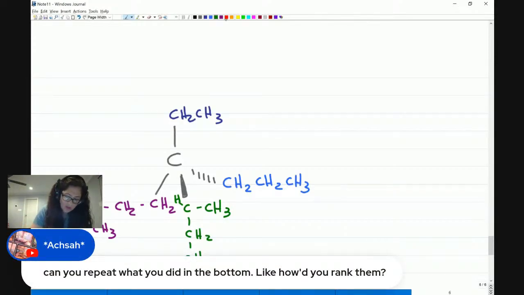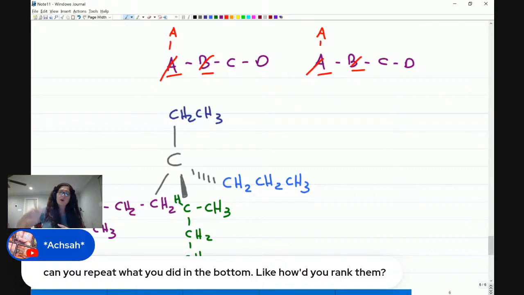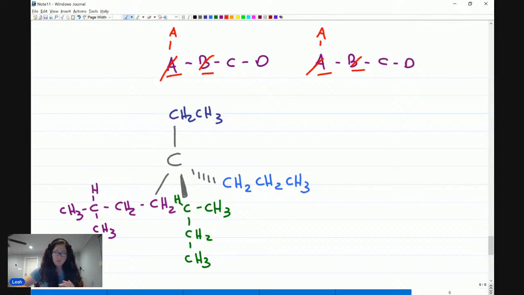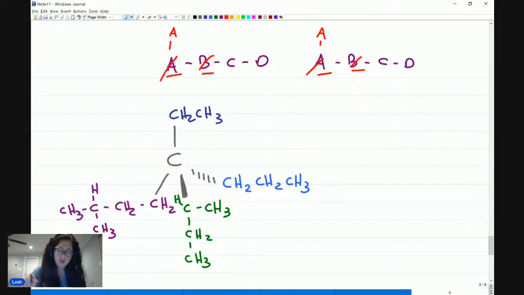Yes. What we do is if I have an atom A and another atom A, and then we have B and C and D. We look at A. If it's the same, we cancel it out. We look at B. If it's the same, we cancel it out. But then we go back and see what else is on A. So we always look at the atom attached to the chiral center, what else is on it? And then once we exhausted everything directly attached, then what else? Then what else? Ranking the carbons against carbons. So Angel, yes, I figured that we would need a second one, and that's why I have this.